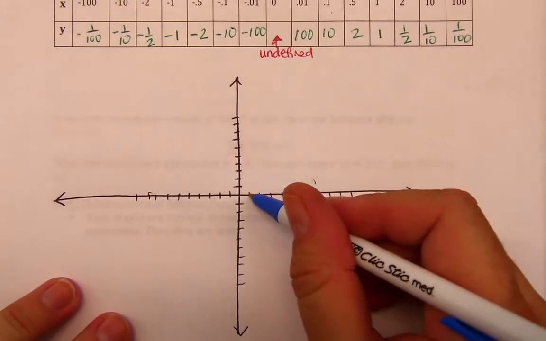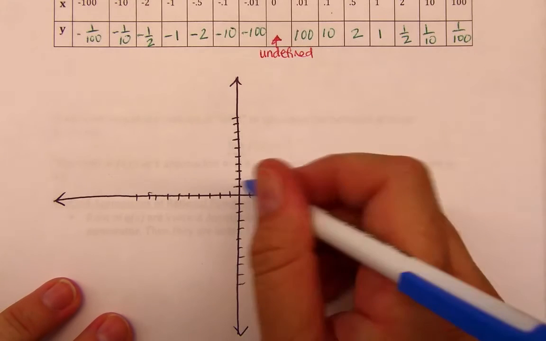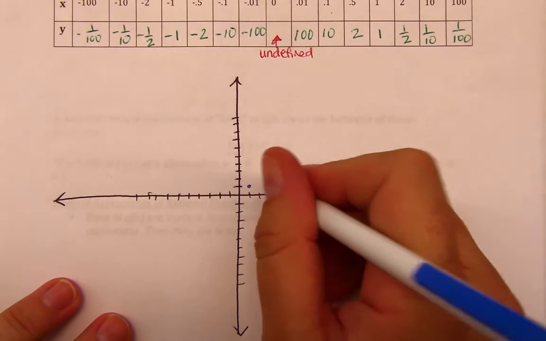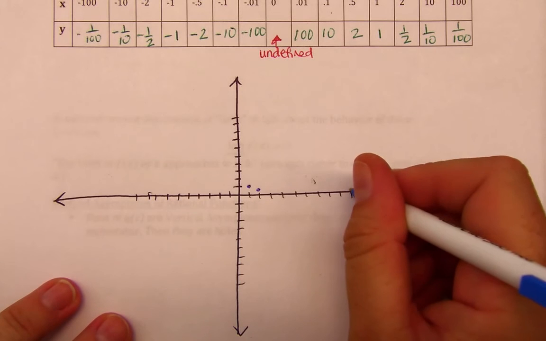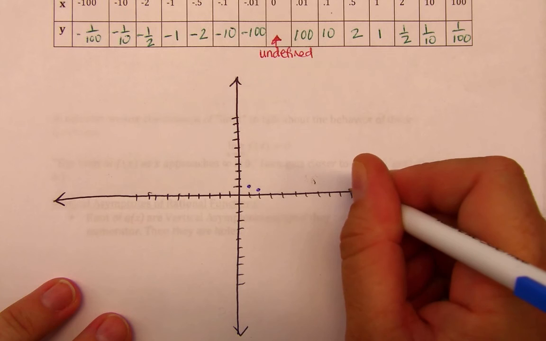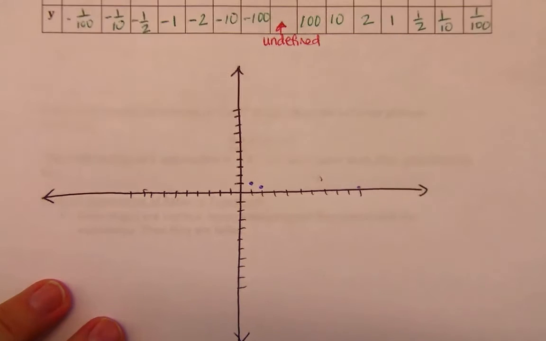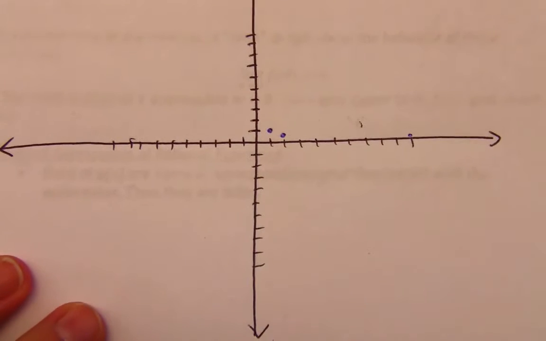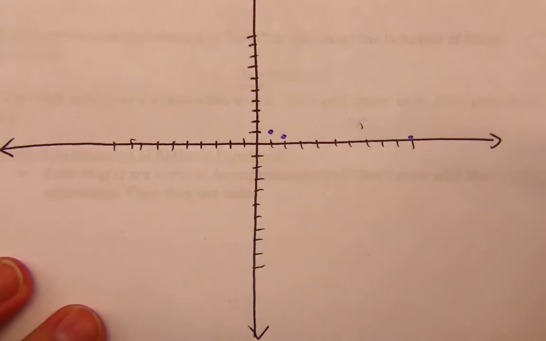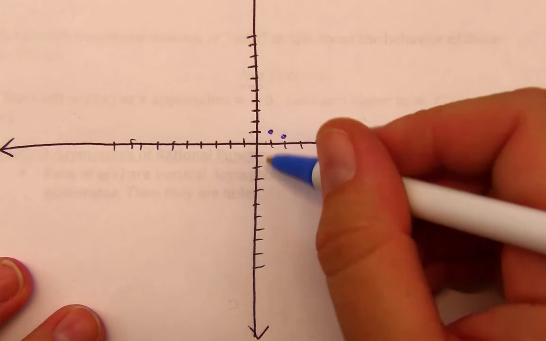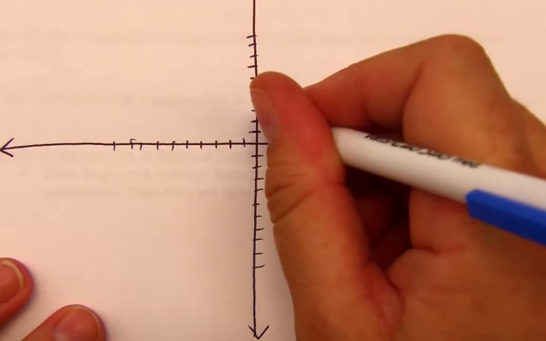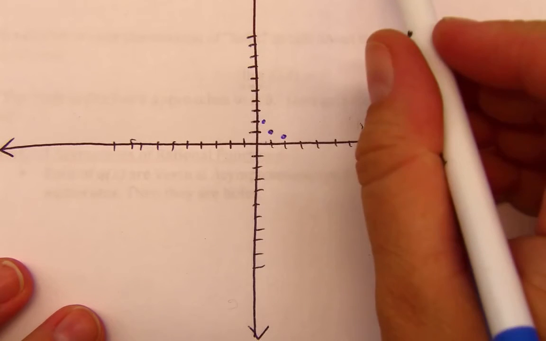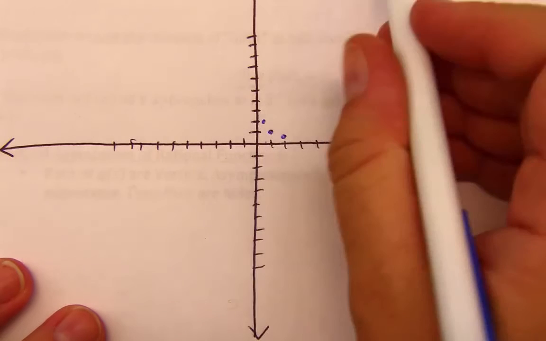Now at 1, plugging in 1, we got 1. At 2, we got 1/2. At 10, we got 1/10, so really, really small decimal there. Maybe I should zoom in on my graph a little bit. At 0.5 we got 2. And then at 0.1, so even closer to 0 here, we got 10.